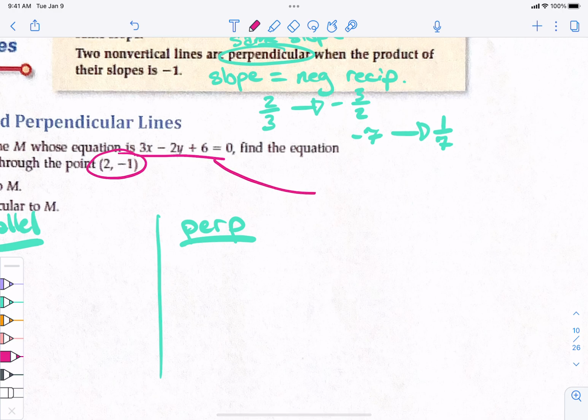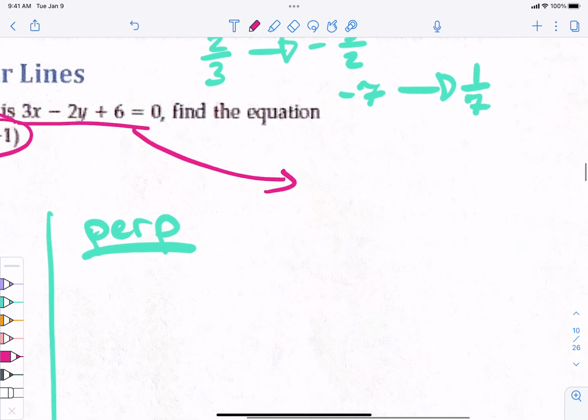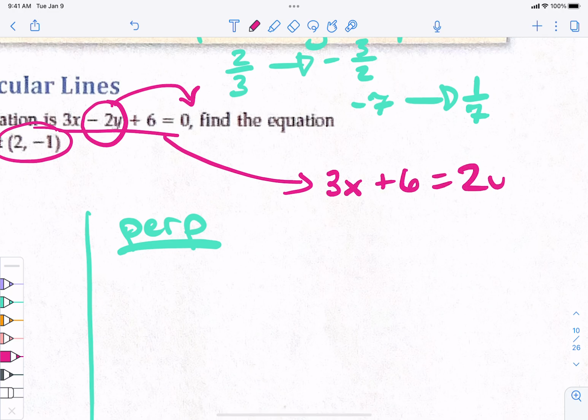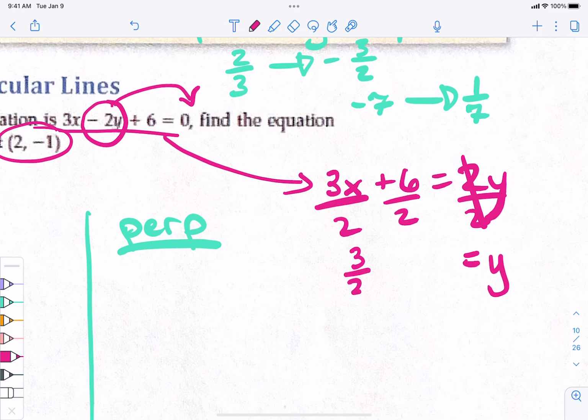So the very first thing that I need to do is figure out what its slope is, or in other words, solve for y, right? So how would you like to solve for y? Add 2y. Yeah, the y is negative. You can move everything to the other side, but I'm going to bump the 2y over here, because that's going to make it positive, and everything else will stay on the one side. So 3x plus 6 equals 2y, yeah? And then divide by 2, divide by 2, divide by 2. Okay, y equals 3/2x plus 3. That is what the original equation is.